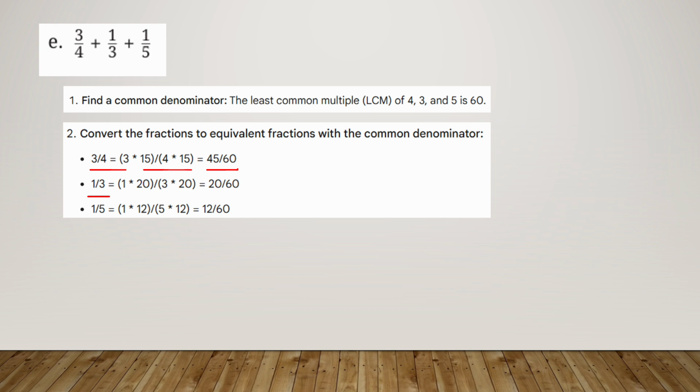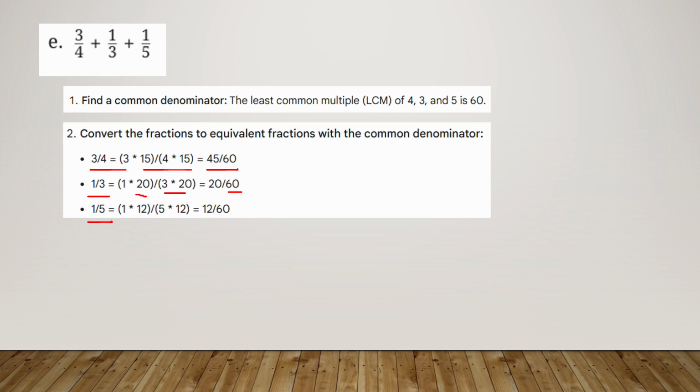Again, 1 by 3. You have to convert 1 by 3 into an equivalent fraction such that the denominator is 60. See, 3 into 20 is 60. So, you have to multiply numerator also by 20. 1 into 20 is 20. 3 into 20 is 60. 20 by 60. 1 by 3 becomes 20 by 60.